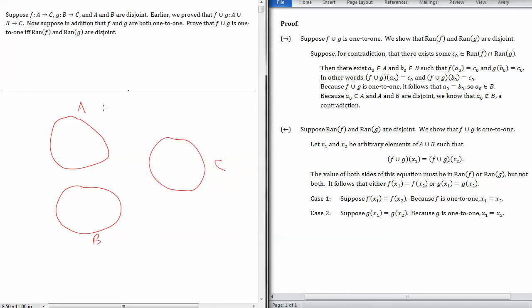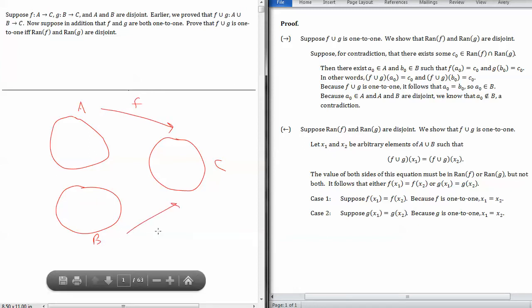And then we have a function f from A to C, and a function g from B to C. All right. Now earlier we proved that f union g is a function from A union B to C.